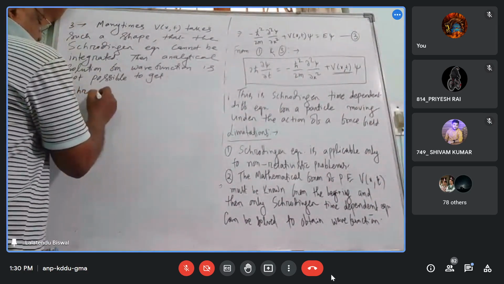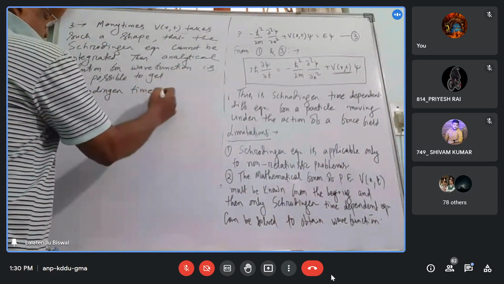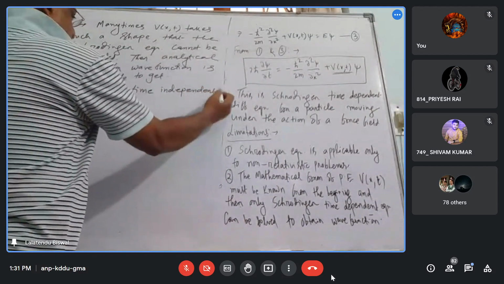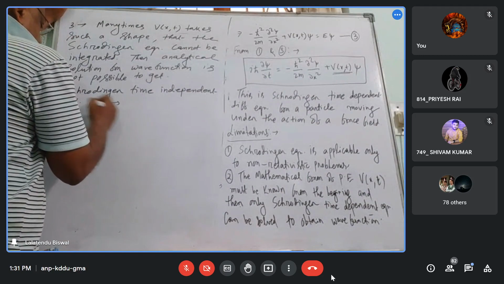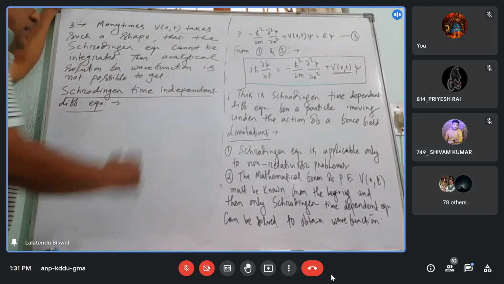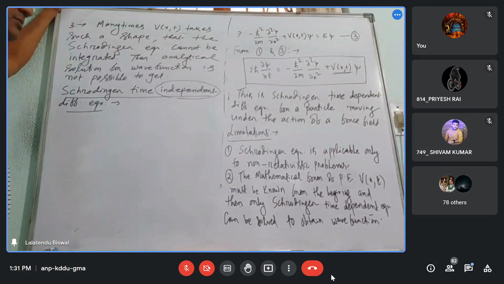Schrodinger time independent differential equation. Mark, it is time independent. Why am I saying this? That will be very clear.